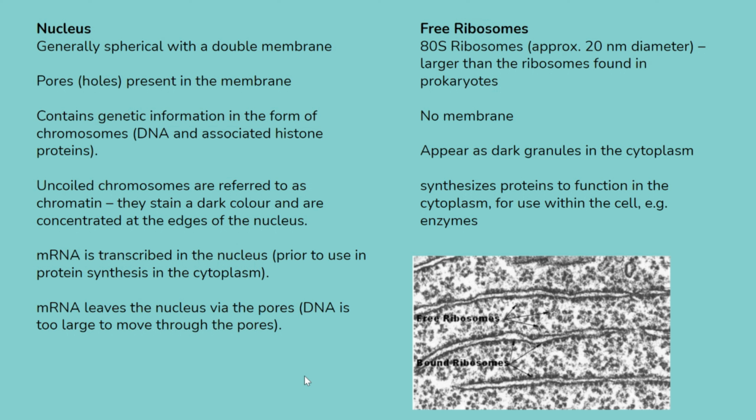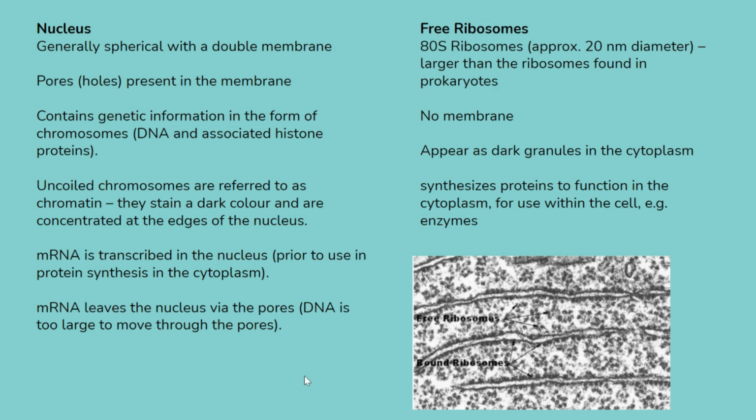In eukaryotes, as mentioned, you have 80S ribosomes as compared to the 70S ones in prokaryotes. They are larger in size. They have no membrane. They appear as dark granules in the cytoplasm, and they help to synthesize proteins to function in the cytoplasm for use within the cell.